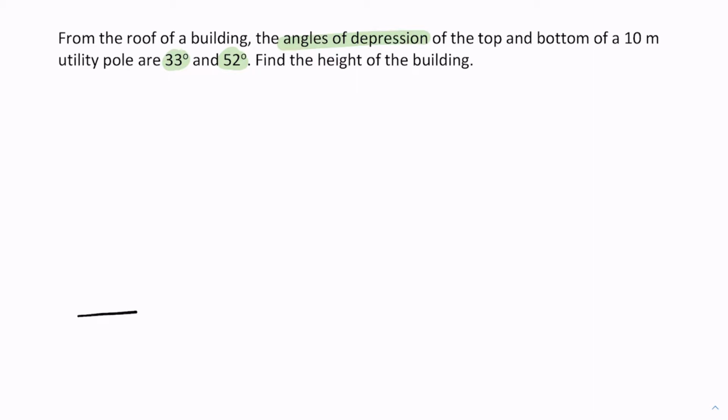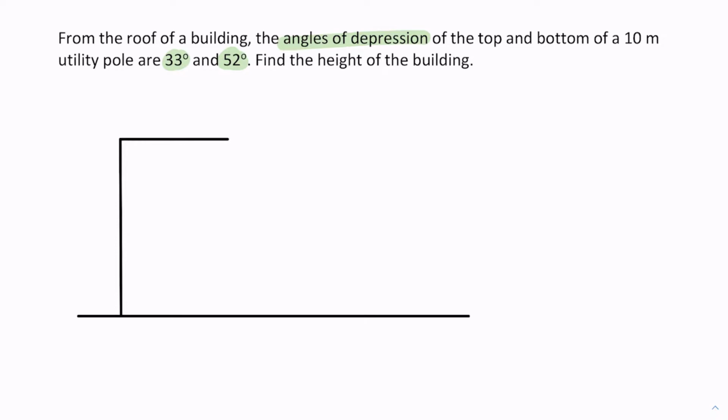That's a little bit confusing, so let me start sketching this out to see what it looks like. I have my building here, and the utility pole, let's say it's over here. I'm looking from the top, so let's say I'm looking from the corner down to the bottom here and to the top here.